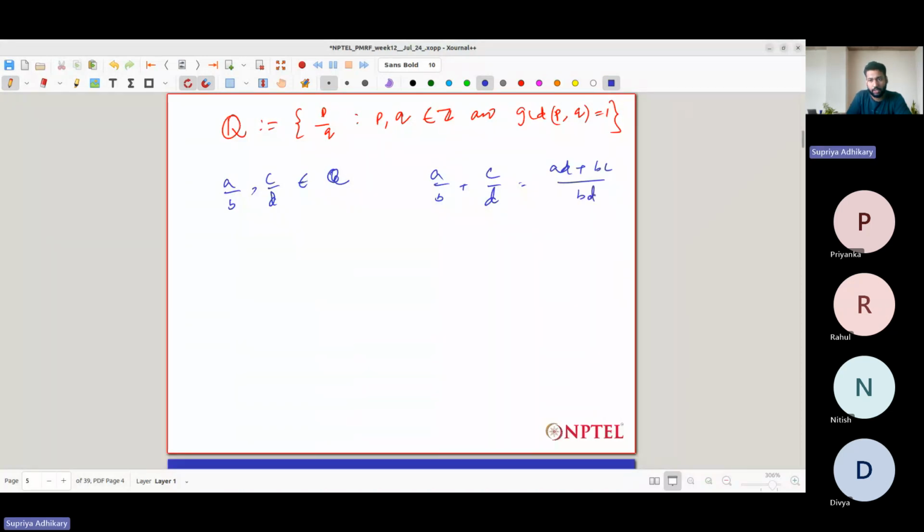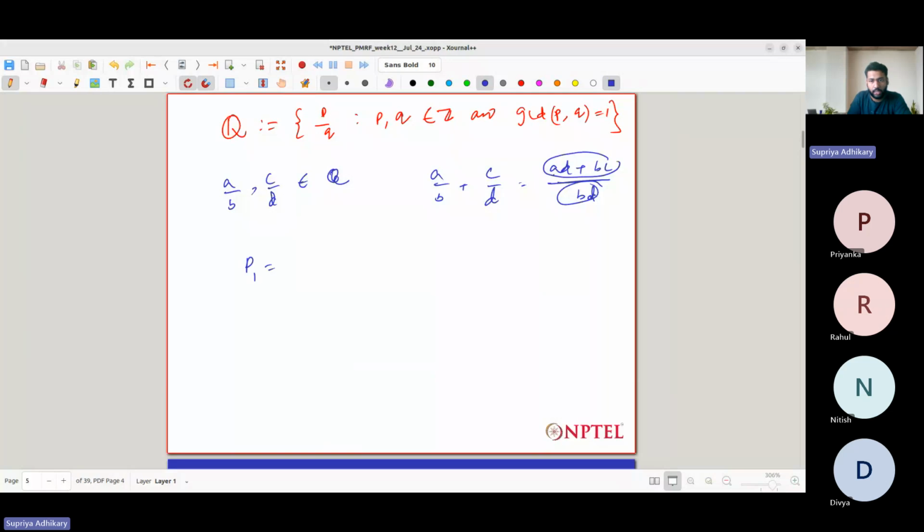Now we can find the GCD of these two integers. So this is an integer and this is also an integer, because A, B, C, D are all integers. So therefore we can say that this is a ratio of two integers. Now we can find the GCD. Let us consider that GCD is, oh sorry, not D, let us consider that GCD is basically G.